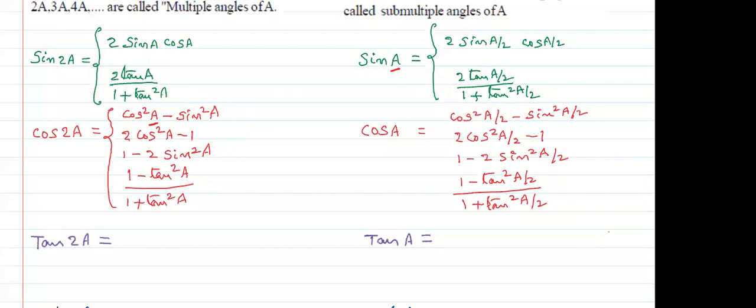How to remember it? Here 2a is there. That's why here we are getting a, half of the angle. Here a is there. Half angle, how much? A by 2. If you know the multiple angle formula, then automatically we can easily write the submultiple angle formula also. Okay, students.